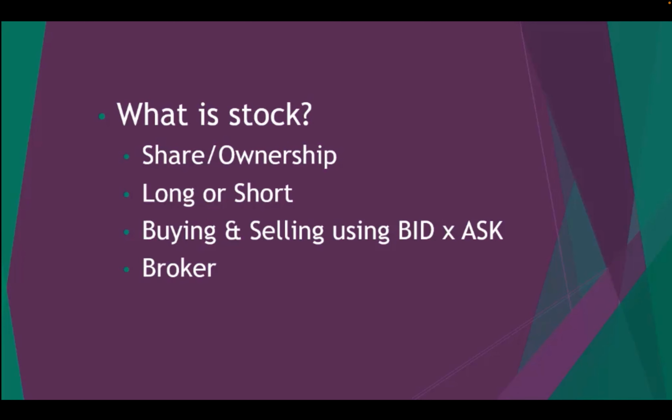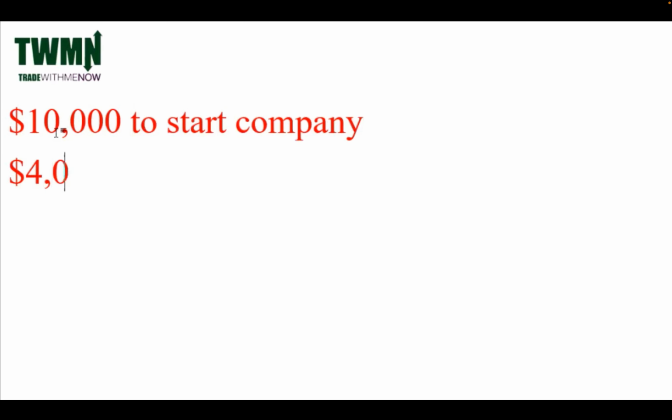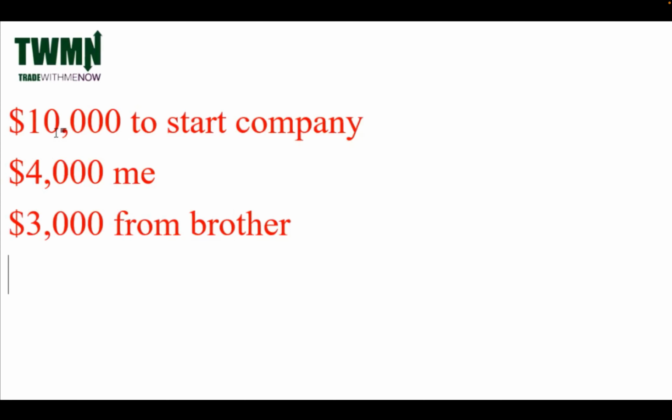So I'll give you an example. Let's say I want to start a company. It needs $10,000. I don't have 10,000, I have four. So I've got $4,000 to invest in the company, and I'm going to go to my brother and borrow $3,000 from my brother and $3,000 from my sister. So there's three of us involved in starting up this company. 4,000 is my contribution. My brother and sister are going to put in 3,000 each.